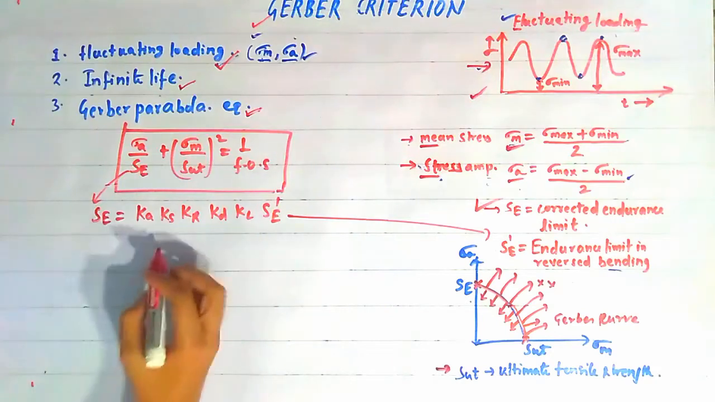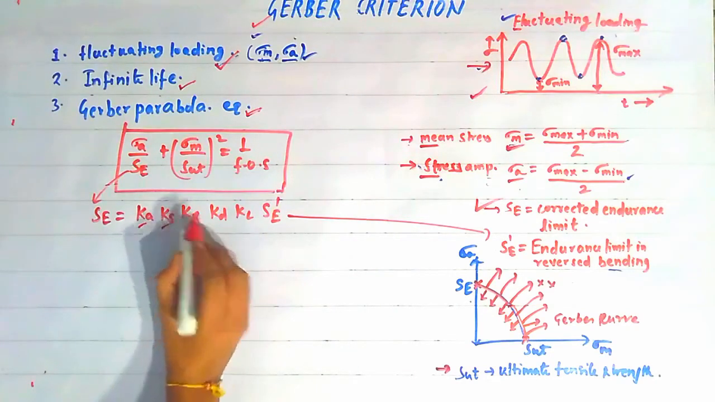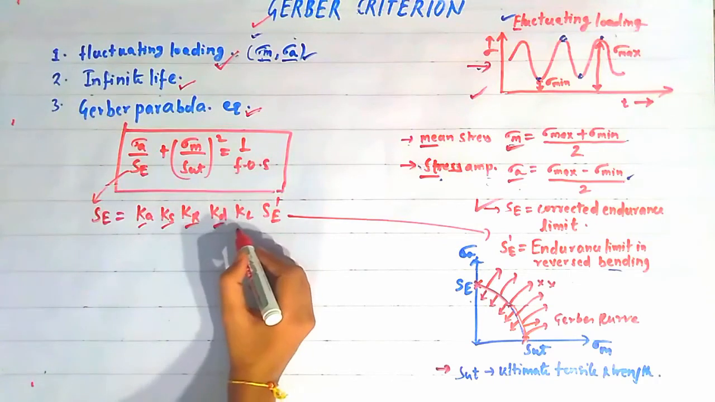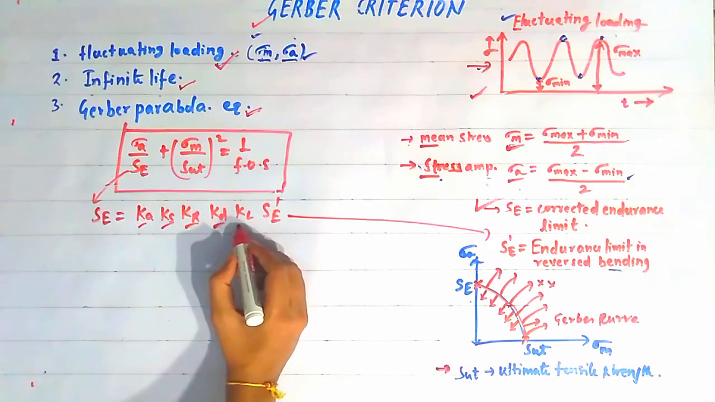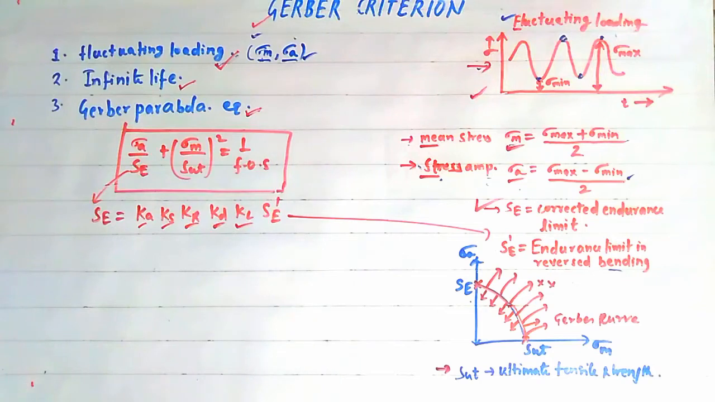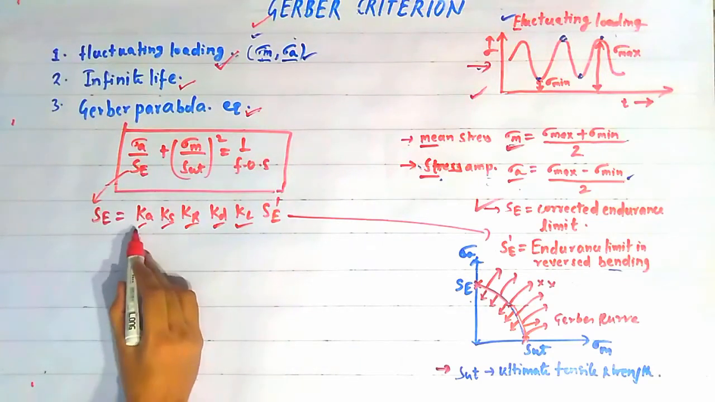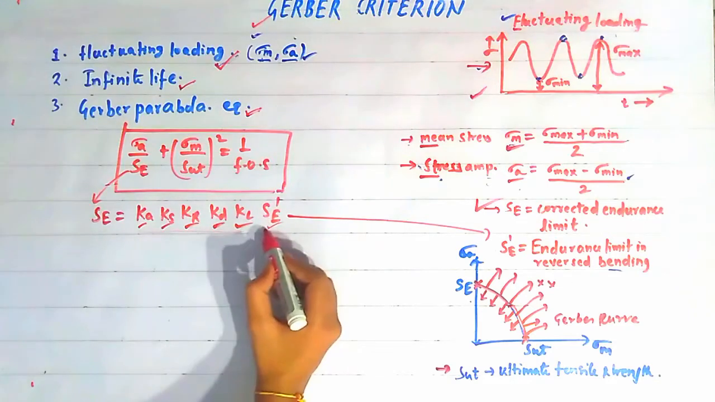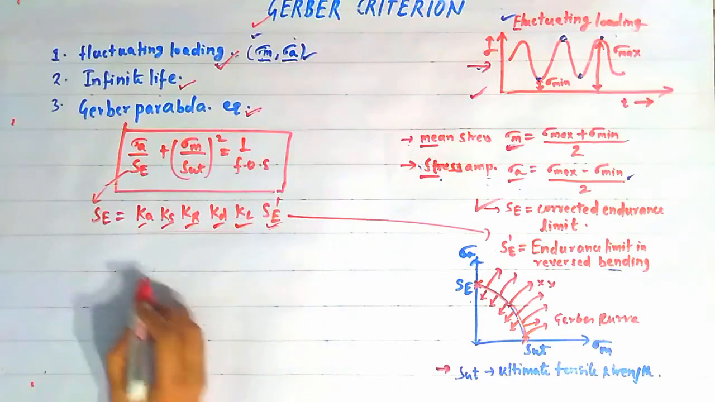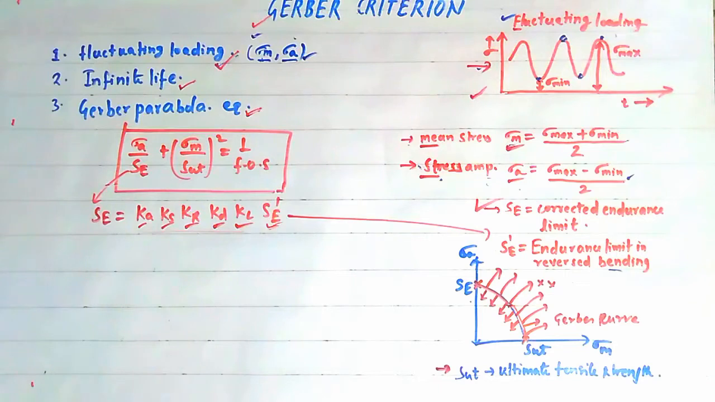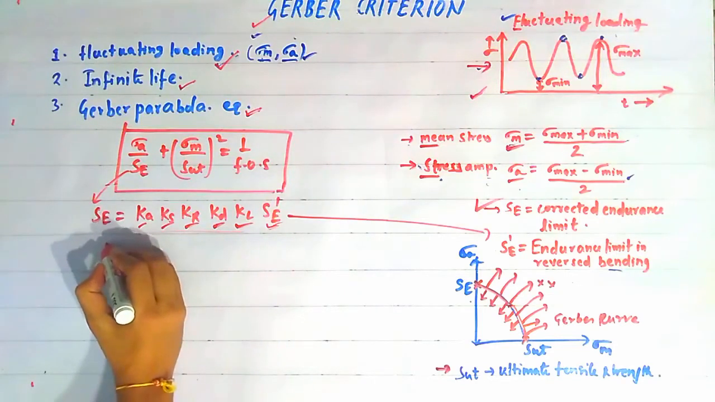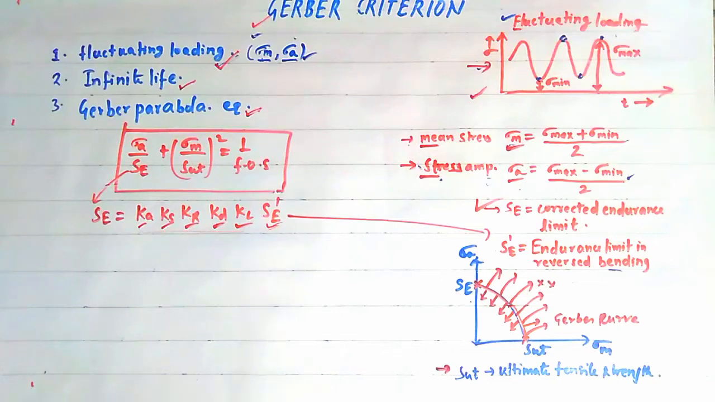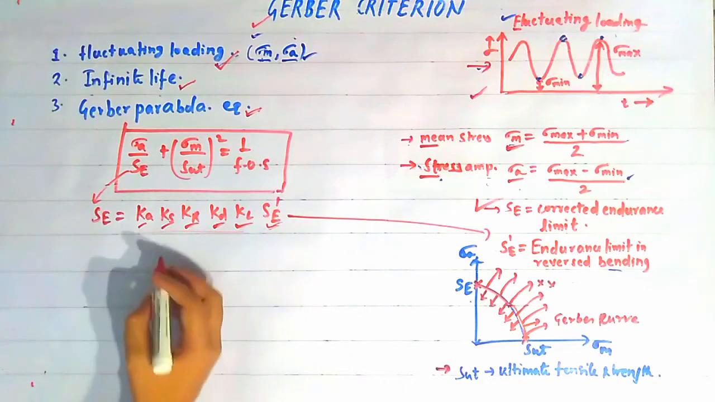And here the factor Ka is the size factor, Ks is the surface finish factor, Kr is the reliability factor, Kd is the modifying factor to account for stress concentration, and Kl is the load factor. Now we have to find out the values of these factors, and the values will be provided to us or can be taken from the data book, so that we can find out the corrected endurance limit. Now friends, see, this Ka, Ks, Kr, Kd and Kl can be given in the question or can be taken from the design data book.